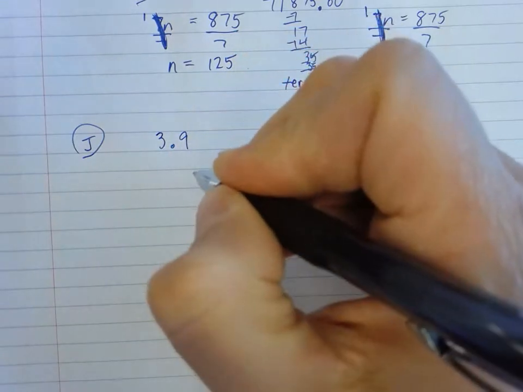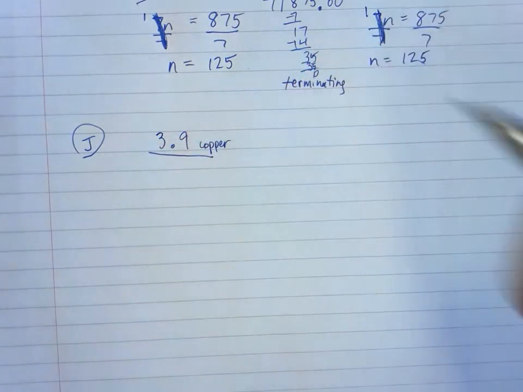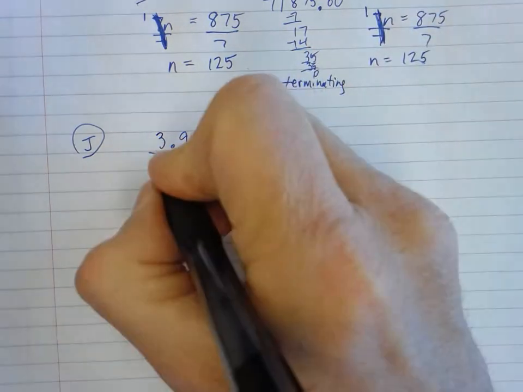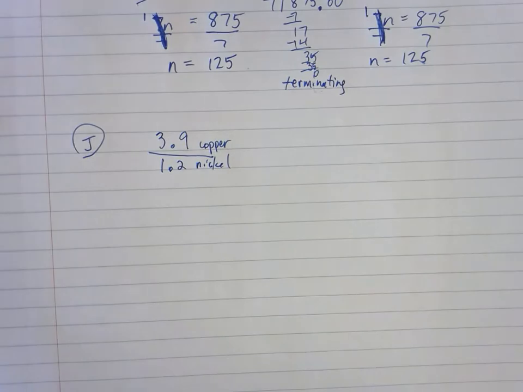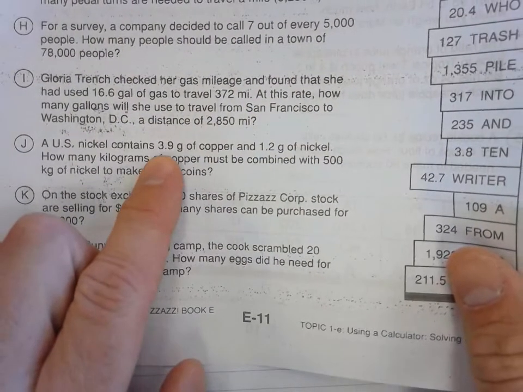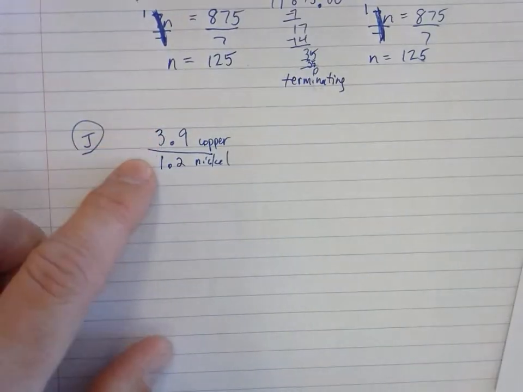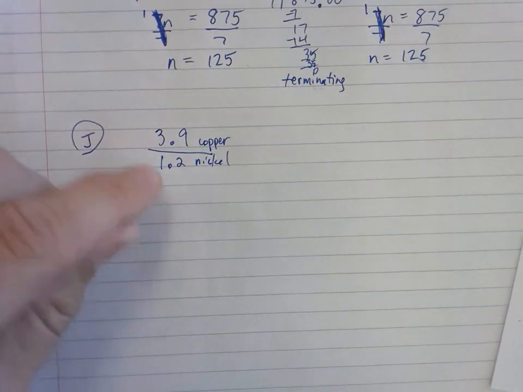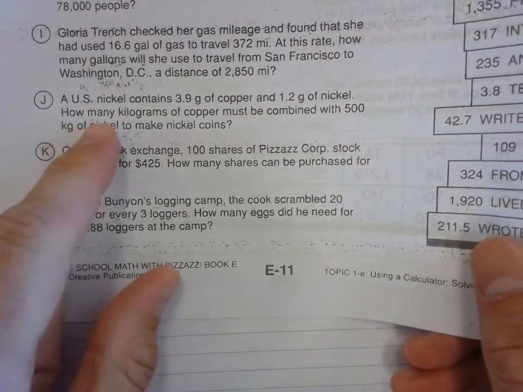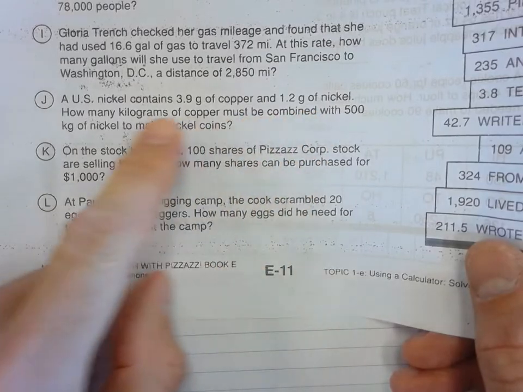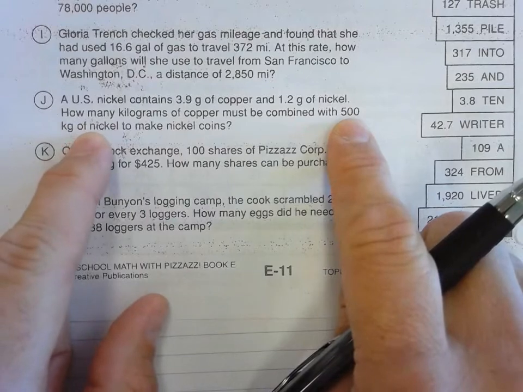3.9 grams of copper, so that's the copper number, over 1.2 grams of nickel. Okay, so again, I'm just taking that from that first sentence right there: 3.9 grams of copper and 1.2 grams of nickel. So I'm putting the copper over the nickel. Again, you could do it the other way around and put the nickel over the copper. Totally fine if you want to do it that way. Just be consistent. All right, how many kilograms of copper must be combined with 500 kilograms of nickel to make the nickel coins? So the other number I know is 500 kilograms of nickel.